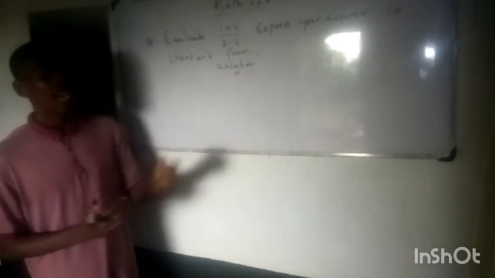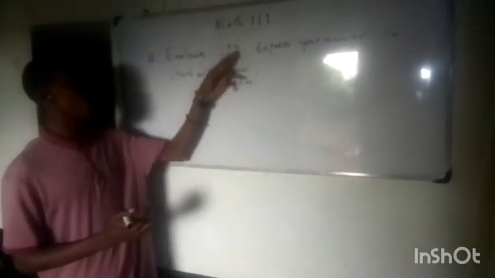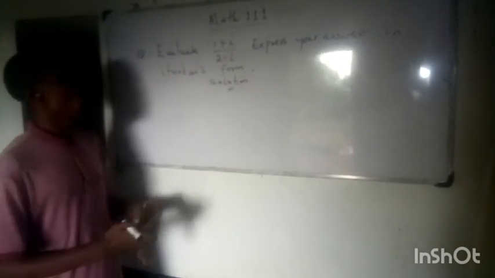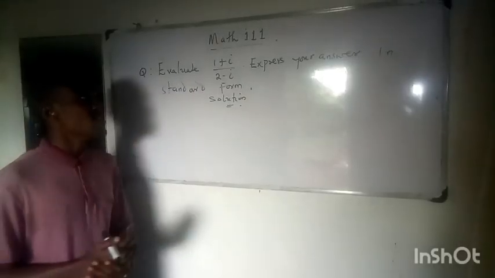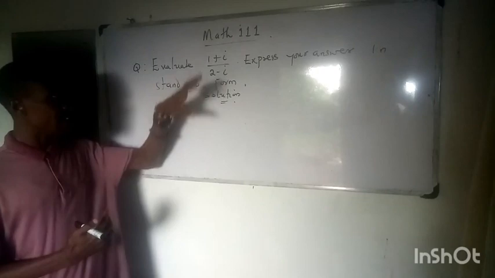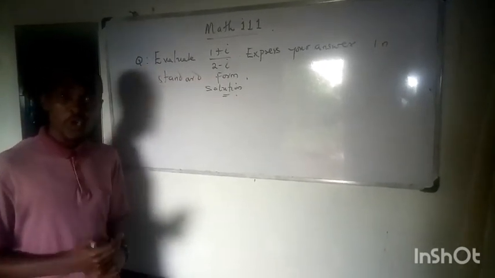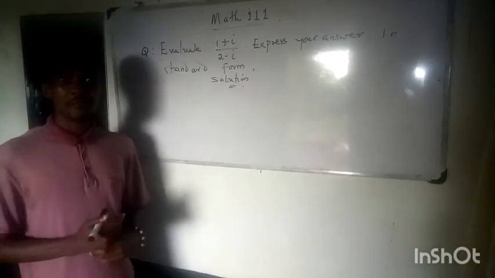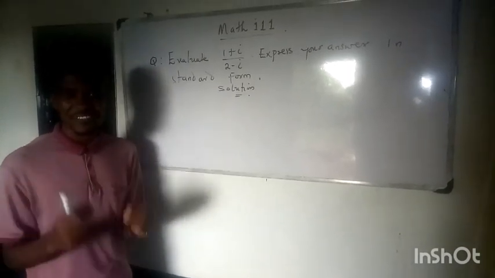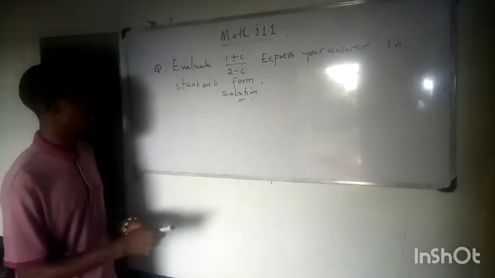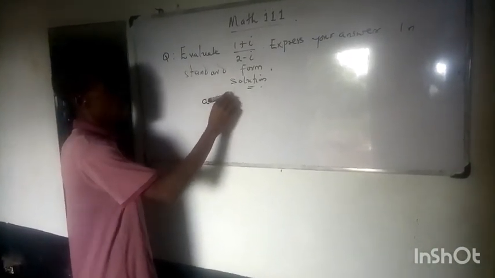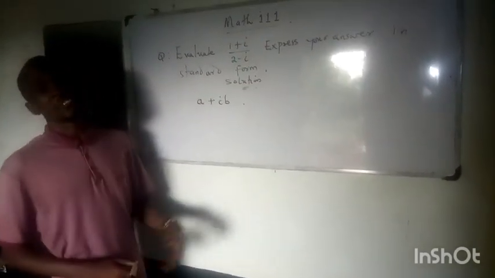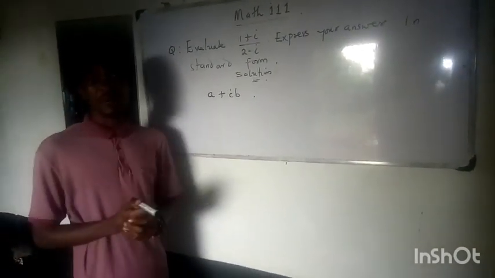And as you can see here, the imaginary number is represented by your i. So this question is demanding that we express this rational form of the complex number in the standard form. So what is actually the standard form? This is the standard form: a + ib. So this is the standard form of the complex number.